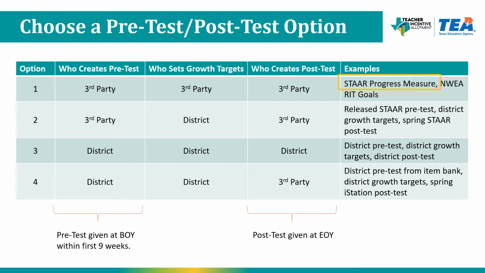Today, we're going to drill down and really focus on this one specific issue, which is part of the pretest post-test option 1. You may recall seeing this slide before. There are 4 different flavors, if you will, of pretest and post-test. The first one is a third-party test where the third party sets the growth targets, and there's also a third-party post-test. This could be STAAR, Renaissance STAR, iStation, M-Class, NWEA MAP. There's lots of assessments. But today, you can see we're just going to focus on this one little tiny piece called the STAAR Progress Measure because that's what's changed. So that's our focus for today's training.